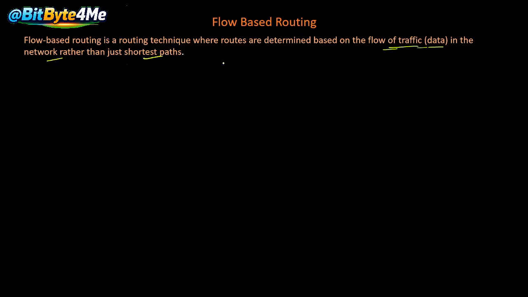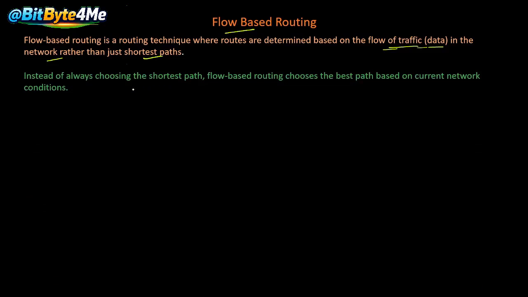If the shortest path is having more traffic, then it leaves that path and chooses the next shortest path which has less traffic. So it's based on the flow of traffic. That is why it's called a flow-based routing algorithm. Instead of always choosing the shortest path, flow-based routing chooses the best path based on the current network conditions. So it takes into account the current network conditions also.